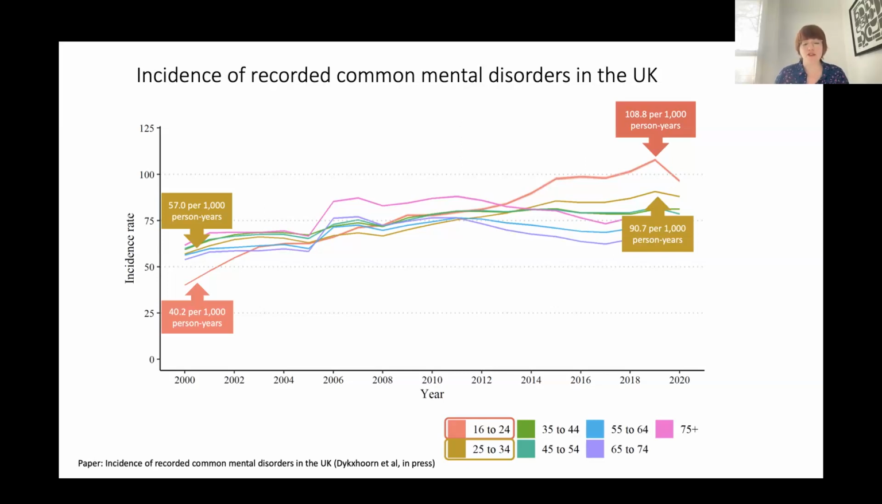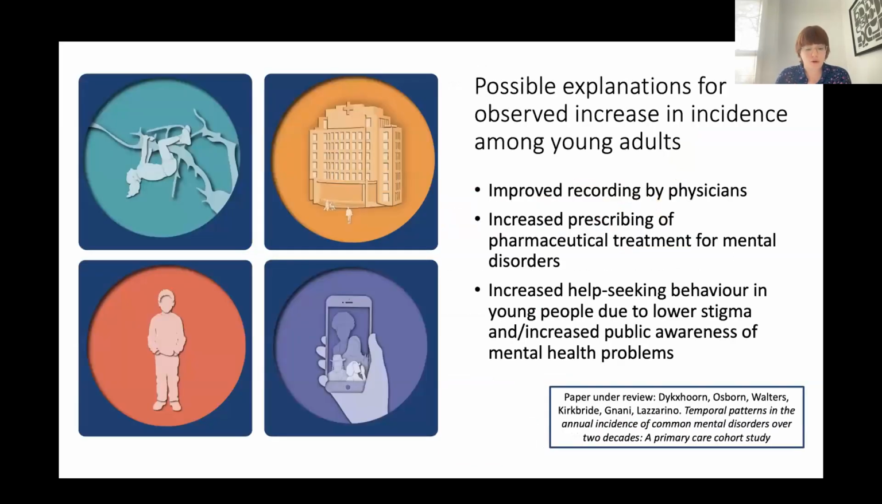However, these findings do echo some other research. So there are 2 UK cohort studies that did find increases in depression in adolescents between 2005 and 2015, so the middle decade in this study. And also the increase in rates of common mental disorders has been documented in other countries like the US. So we thought that this really warranted further explanation.